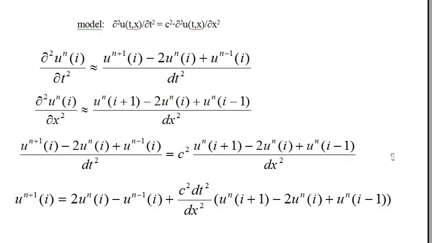Both derivatives in the model are second-order derivatives, so the substitution from the previous slide is used for both, and the result is equation 1, which is solved for u superscript n plus 1, that is, u at time t n plus 1, to get the computational equation at the bottom of the page.